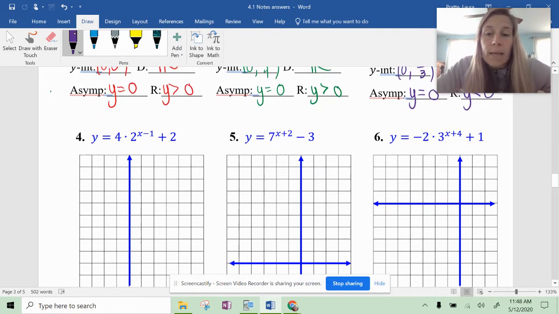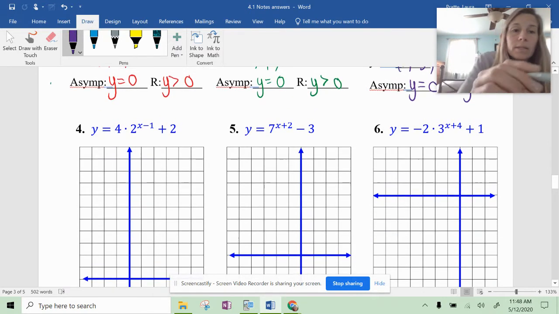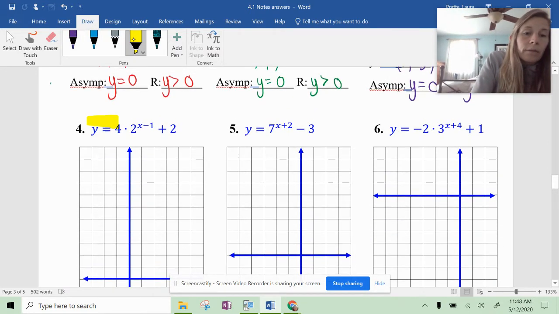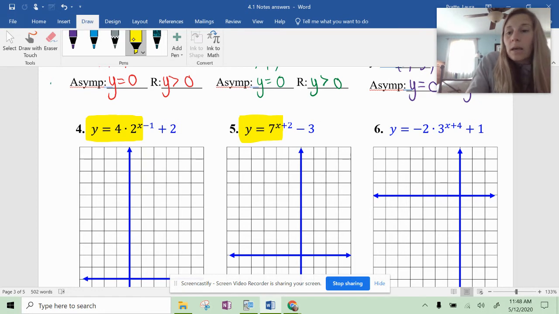Okay, so now we're going to do the same thing on the next 3, but this time we're going to graph our parent function, which I'm going to highlight, and then we're going to shift it according to the h and the k.